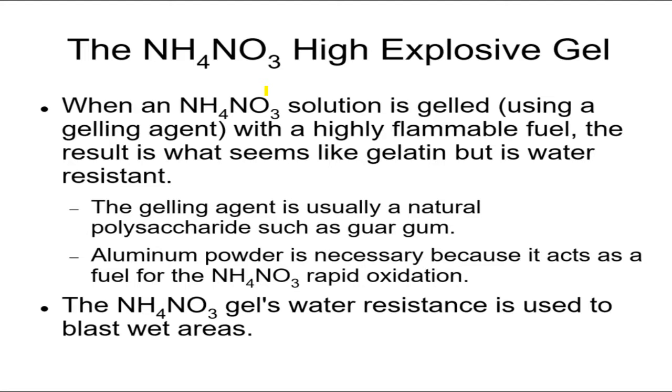Those who take beginning chemistry courses are kind of familiar with ammonium being a cation, nitrate being a popular anion. So these things dissolve very well in water. So what we do is we put it in water. Then we gel the thing in water using some natural polysaccharide. Guar gum is very often used. It's gelled, and there's also a fuel around it. This, by the way, will have the consistency of gelatin. It's actually water resistant, so it's used to blast wet areas for mining purposes.